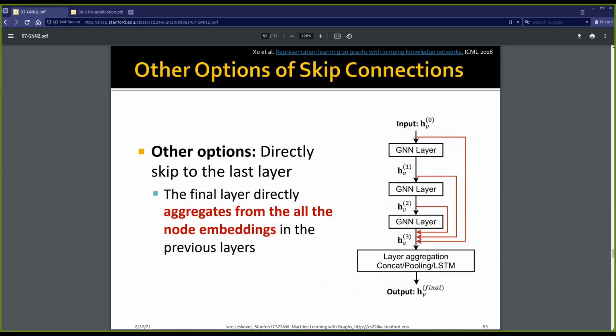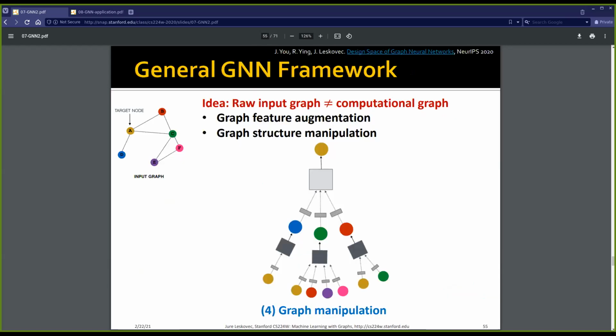Okay, and what else? Another thing we can do is that we do not necessarily need to pass the graph exactly as it is through the GNN, but we can also augment, for example, the features or manipulate the graph structure.